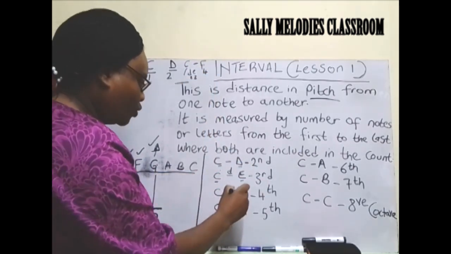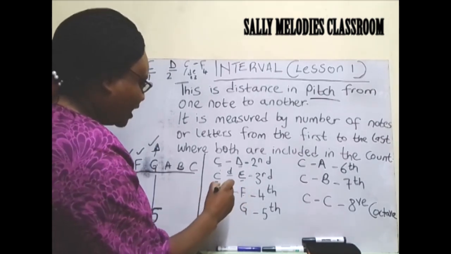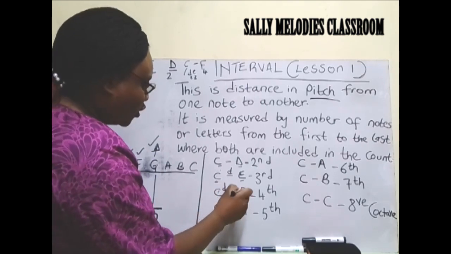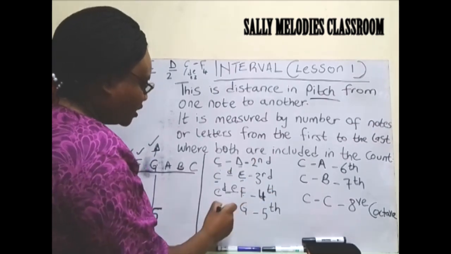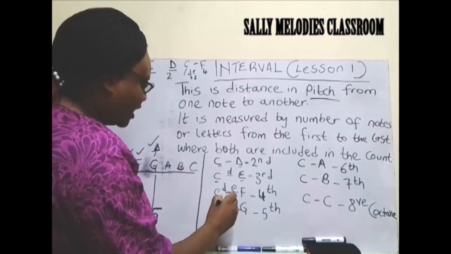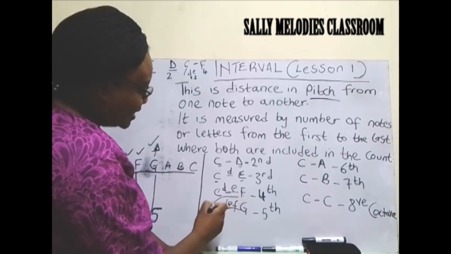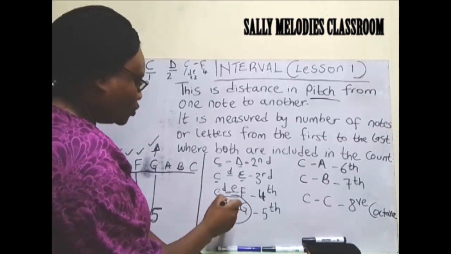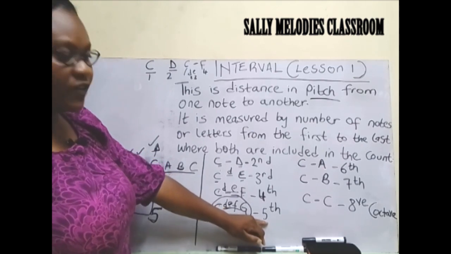Same applies to C to F. So between C and F, we have D and then we have E. So 1, 2, 3, 4, and then you get an interval of a fourth. Between C to G, we have D, E, and F. So the letters that are included in this interval are 5. 1, 2, 3, 4, 5. So that it can give you an interval of a fifth.